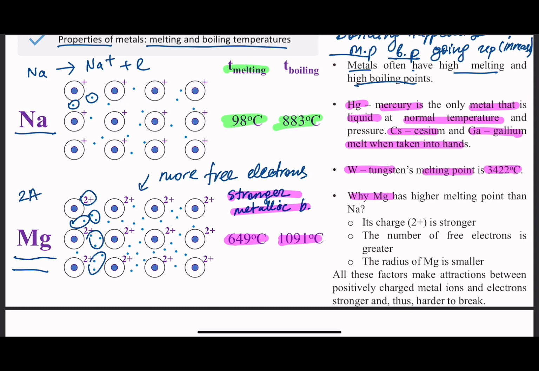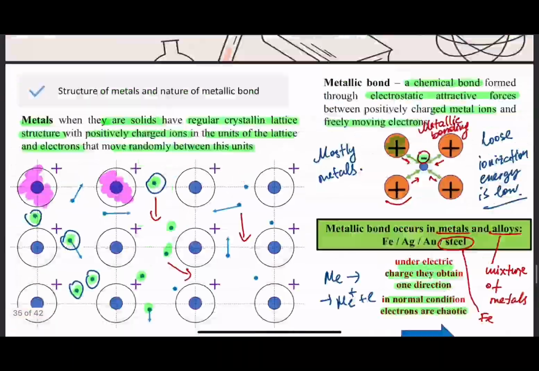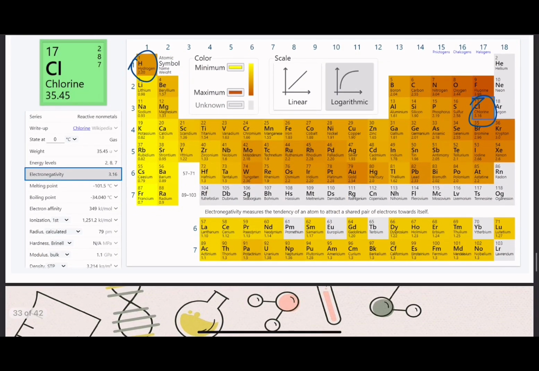Why does magnesium have a higher melting point than sodium? I told you, magnesium has a plus 2 charge, the number of free electrons is greater, and the radius of magnesium is smaller. Now I want to explain to you about the radius. If you guys remember, we talked about the atomic radii, and then I'm going to show you, for example, here.